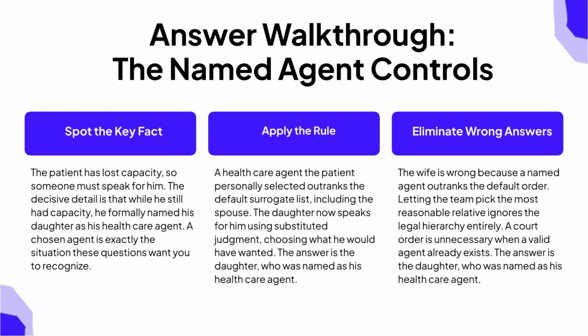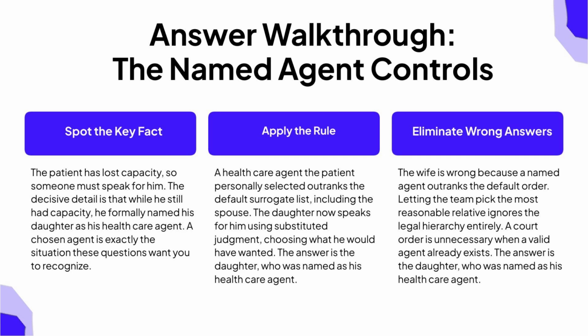fact. The patient has lost capacity, so the team needs a substitute decision maker, and the vignette tells you that while he still had capacity, he formally named his daughter as his healthcare agent. That named agent is the whole point of the question. Next, apply the rule. A healthcare agent the patient personally chose sits above the default surrogate list, so the daughter outranks even the spouse, and she now makes decisions using substituted judgment, choosing what her father would have wanted.